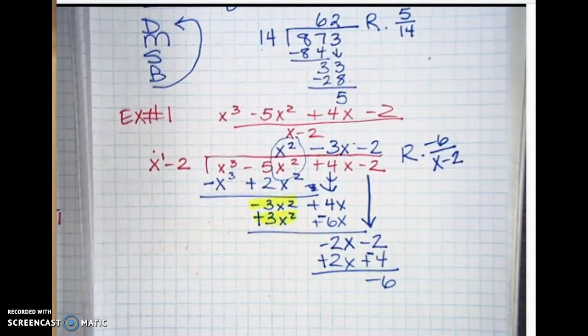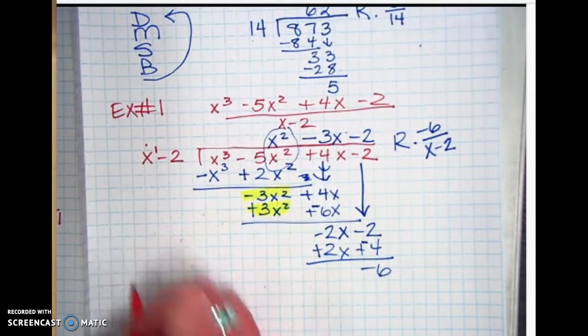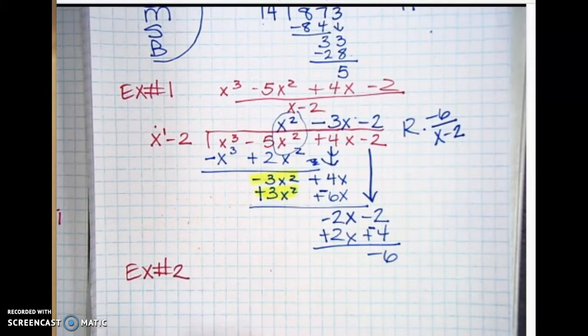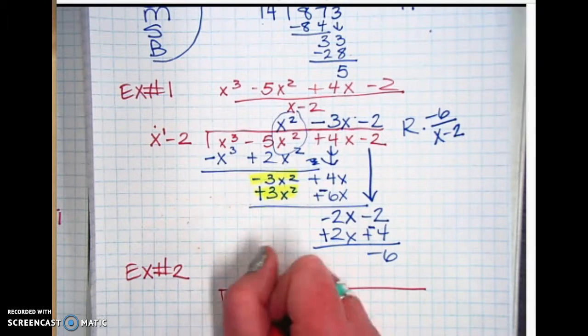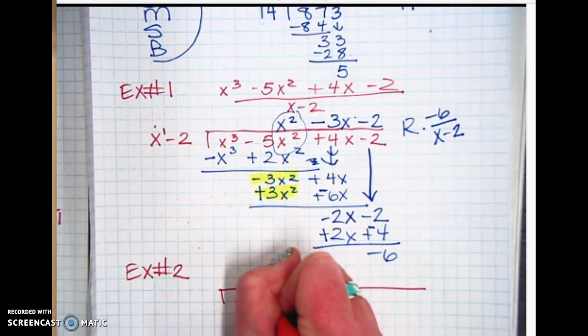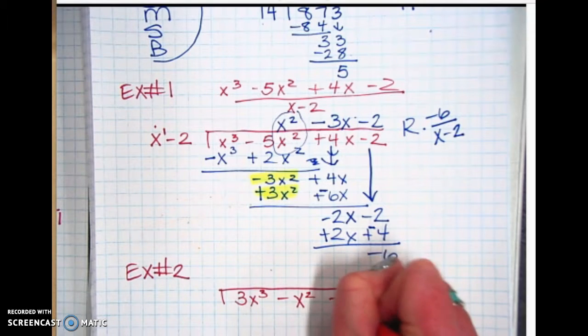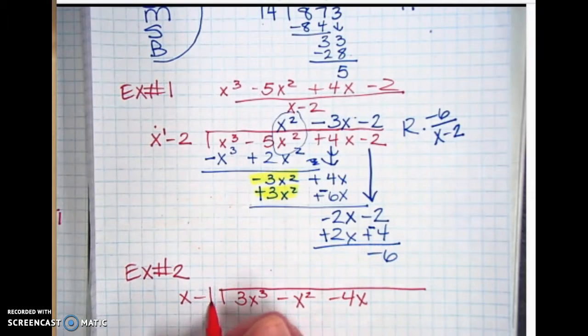All right. Any questions on example 1? All right, let's do one more so you guys can get a little more comfortable with it. Example number 2, we're going to take 3x to the third minus x squared minus 4x and divide it by x minus 1.